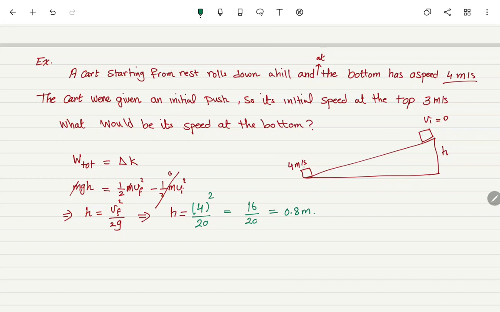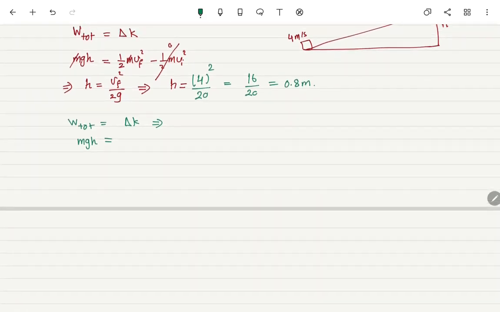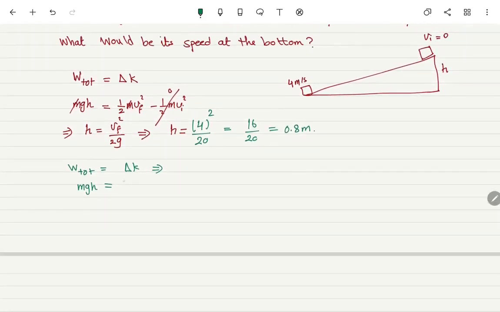Now let's go back to the second case, when the cart is given an initial speed equal to 3 meters per second. We would like to find the speed right at the bottom. We will use the same rule here: work total equals delta K. Work total mgh equals half m v final squared minus half m v initial squared.